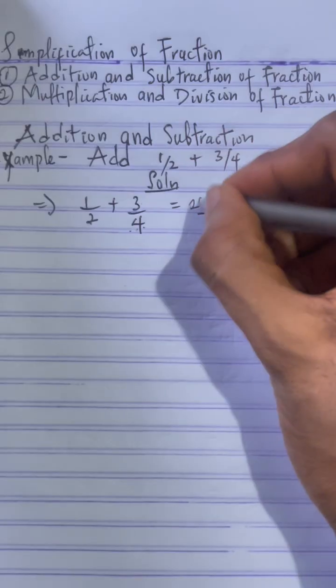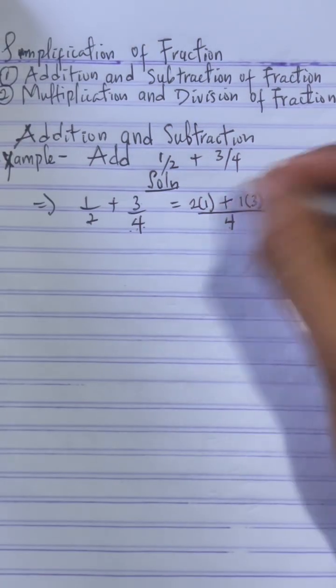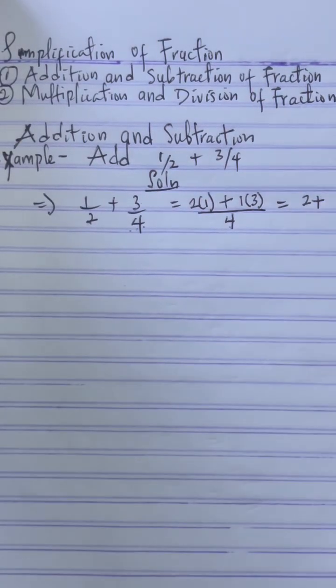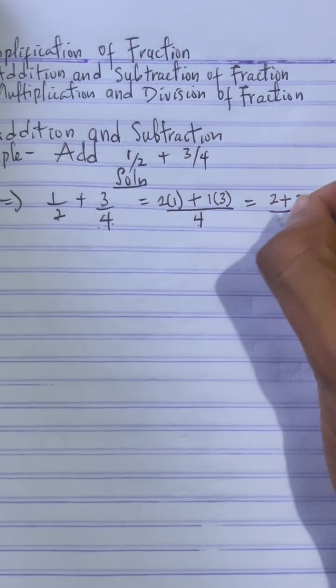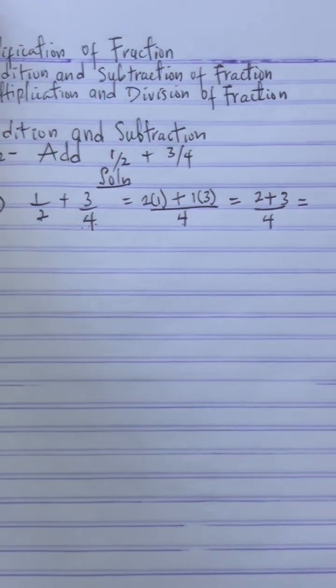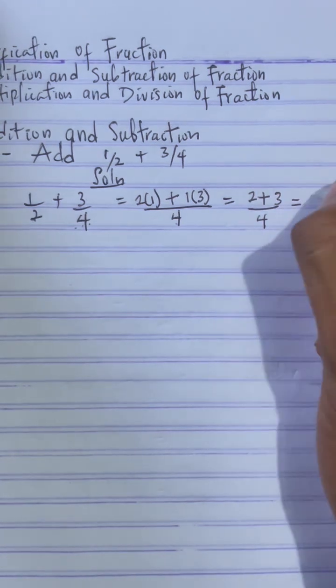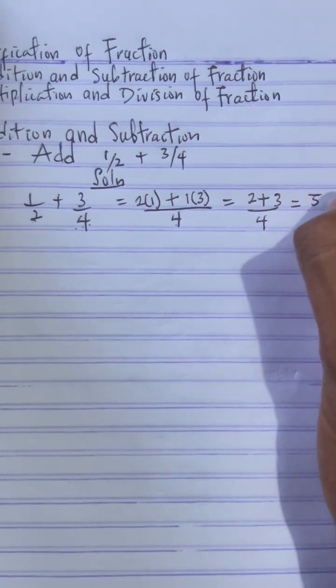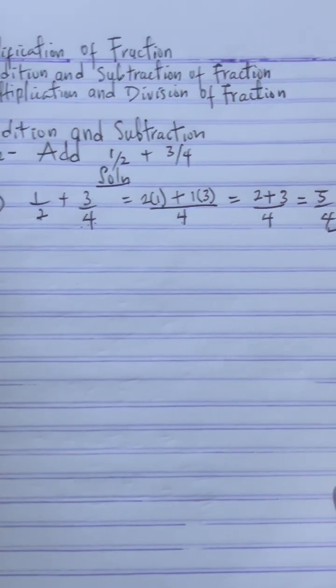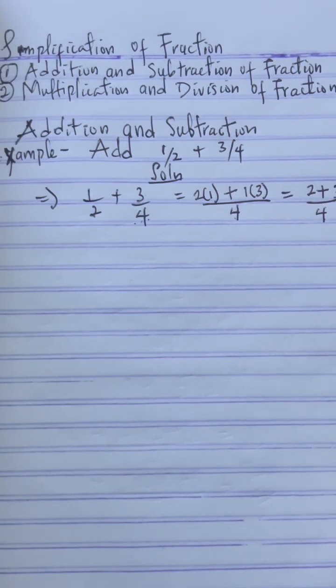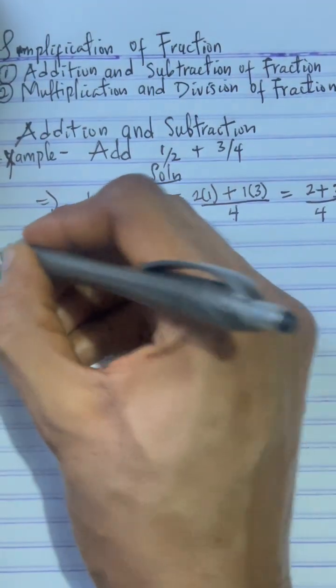That 2 multiplied by 1. So you have 2 times 1, 2, plus 1 times 3, you have 3 over 4, right? Equals 2 plus 3, that is 5. 5 over 4, that's the answer. You can see now how easy it is. So that is it. Let's do one more example.